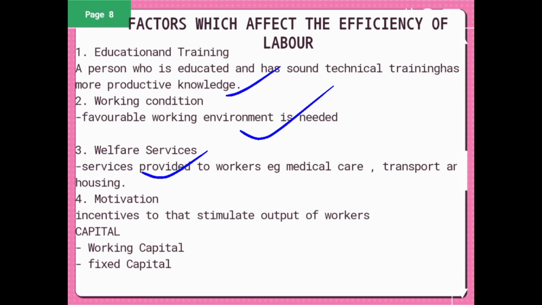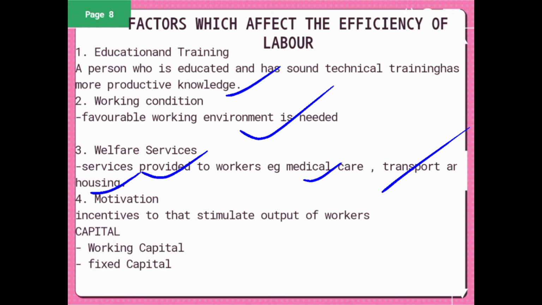Then we have welfare services. These are simply services provided to workers, e.g. medical care, transport, housing. All these things must be provided to you as a worker. That is proper utilization of labor.